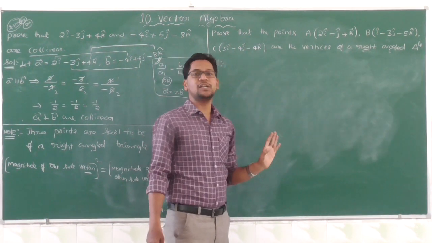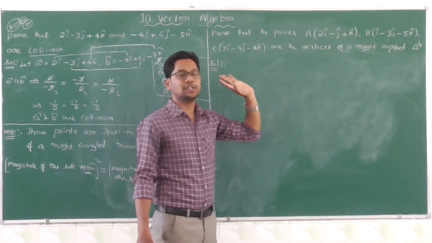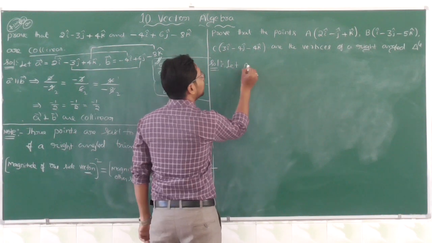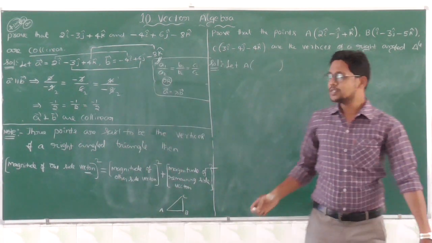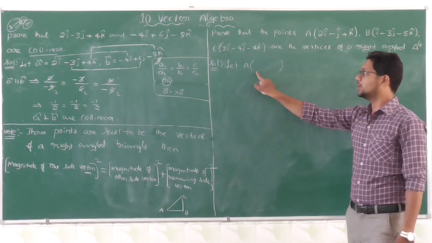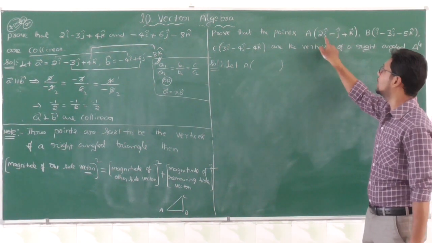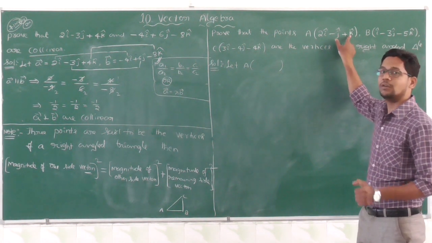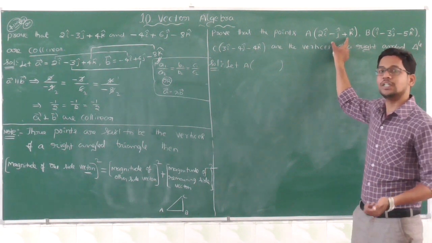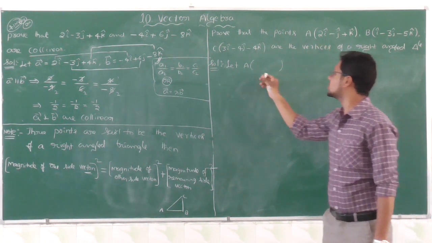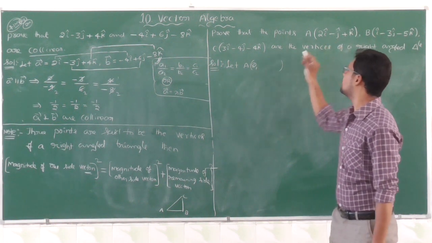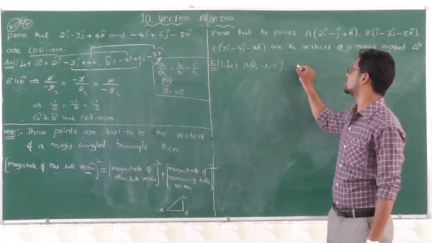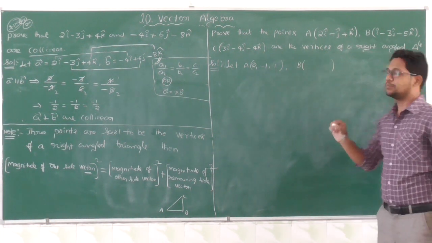Vertices of a right angle triangle. First of all, you just write down the given points. Let the point A, I am going to write in the coordinate system. Here we have 2i minus j plus k as the position vector. I write this position vector in coordinates: i component is 2, j component is minus 1, k component is 1. Next the vertex B.